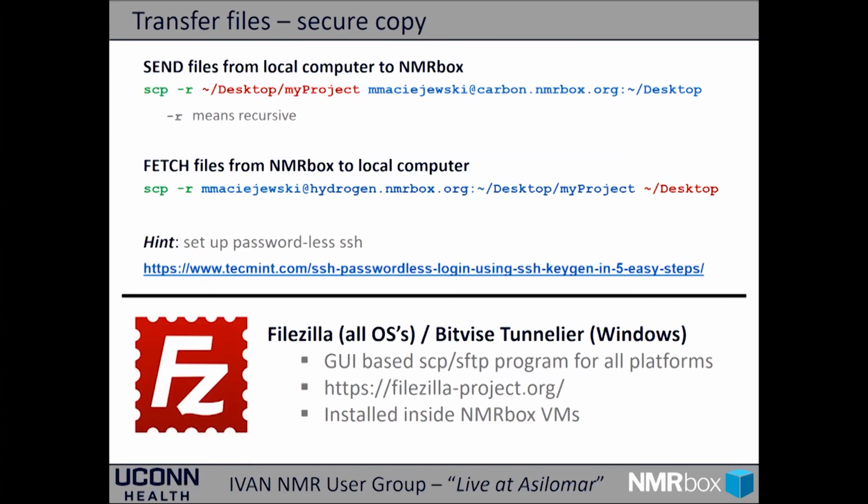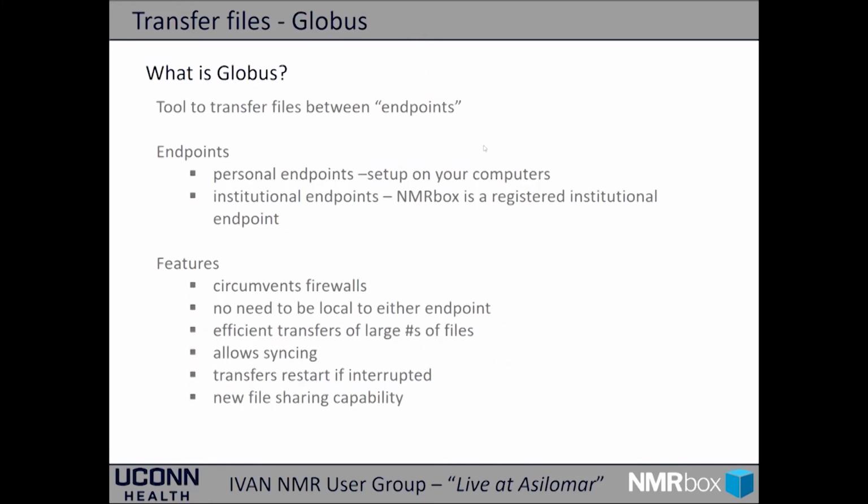Transferring data in and out, we support secure copy. I'm just going to go through this very quickly. We support something called Globus. If you've not heard of it, it's a very nice tool. Globus allows you to transfer files between endpoints. Endpoints could be personal endpoints. These are ones you set up on your own computer. And NMRbox is what's called an institutional endpoint. Once you set up a personal endpoint on your laptop or your NMR spectrometer computer or your desktop, wherever, you can then transfer files very easily between NMRbox and any of your personal endpoints.